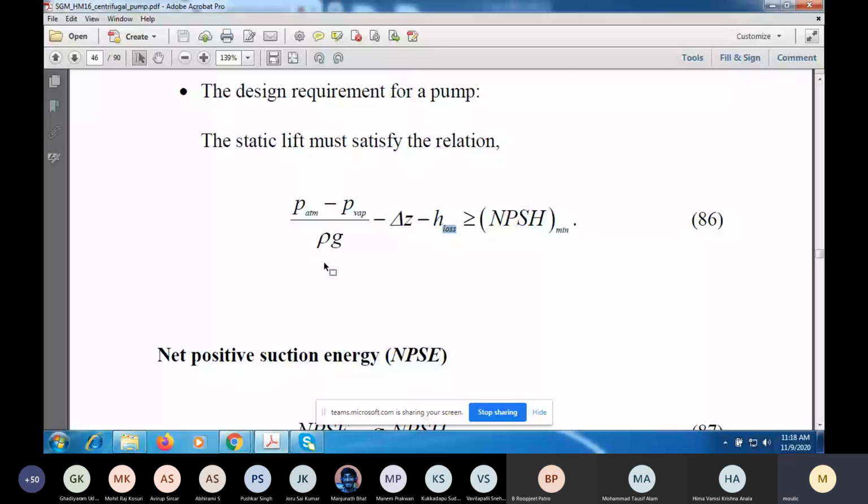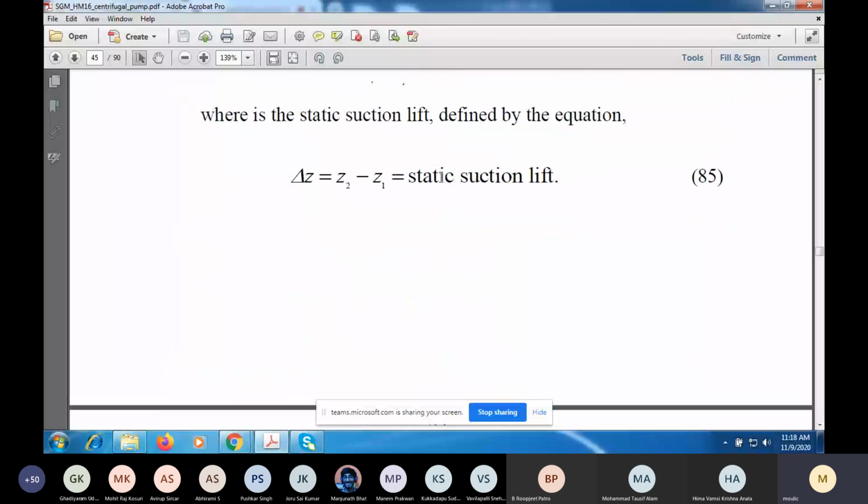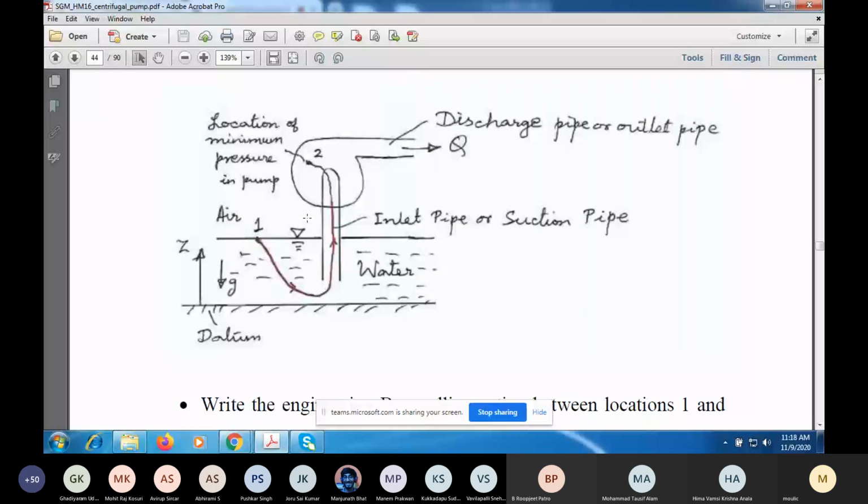So the longer the suction pipe, the more will be the head loss, and the less will be the NPSH. If it falls below the minimum value, there will be cavitation. But the other important factor is this delta Z, which we are calling the static suction lift. It is the difference in elevation between point 1 and point 2. So delta Z is Z2 minus Z1. The height of the minimum point or the inlet of the impeller above the surface of the water in the upstream reservoir or sump.